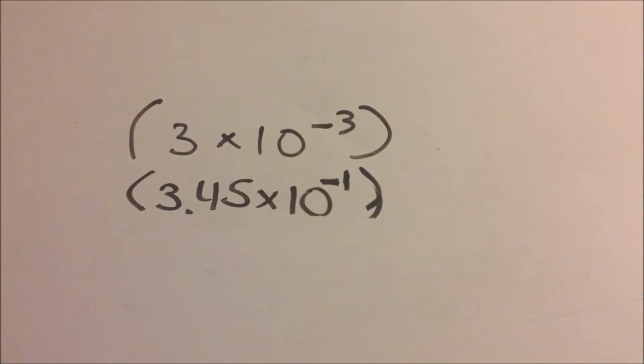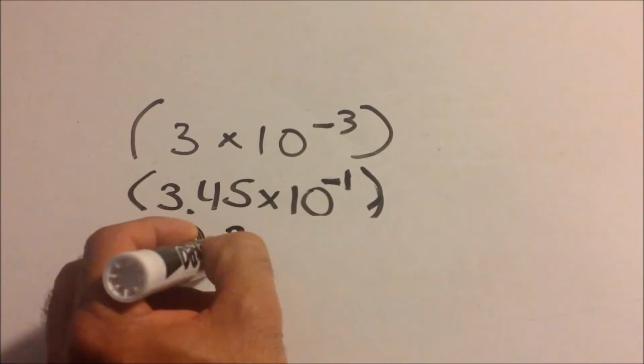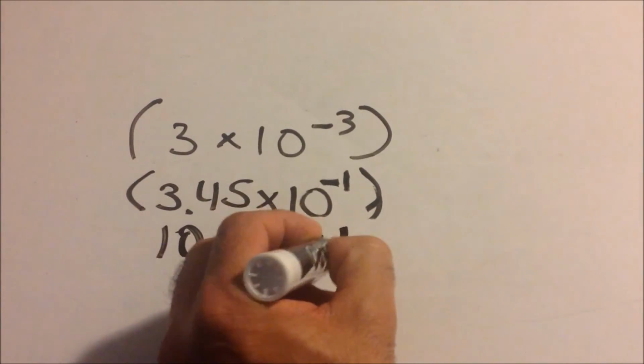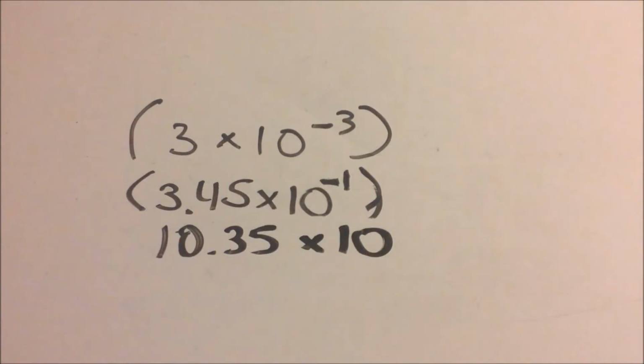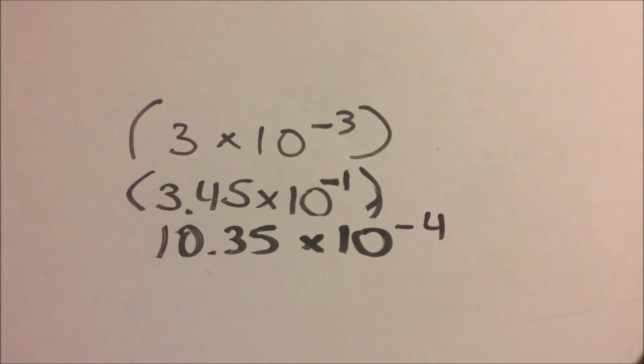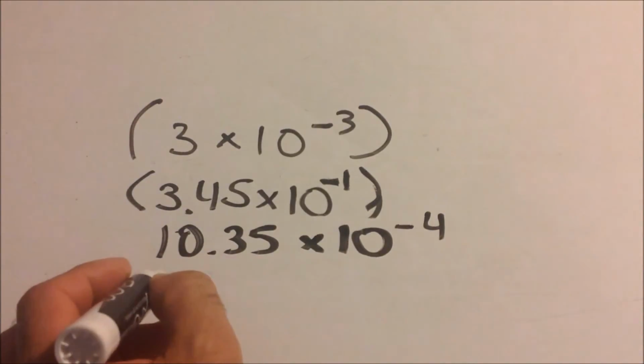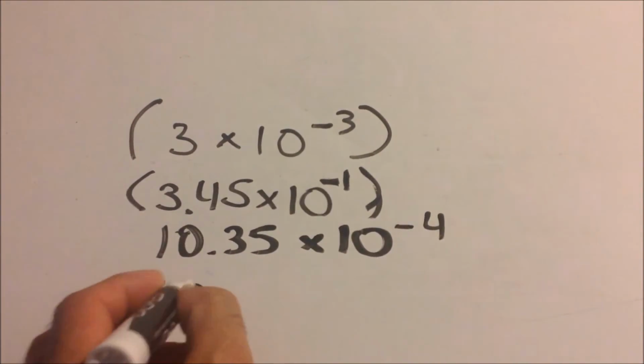Okay, so 3 times 3.45 is 10.35. Now remember we keep the same base, 10, and we add the exponents, negative 3 plus negative 1 is negative 4. Now, what else is the problem? We have a good answer, but it's not in scientific notation. We want the decimal there.